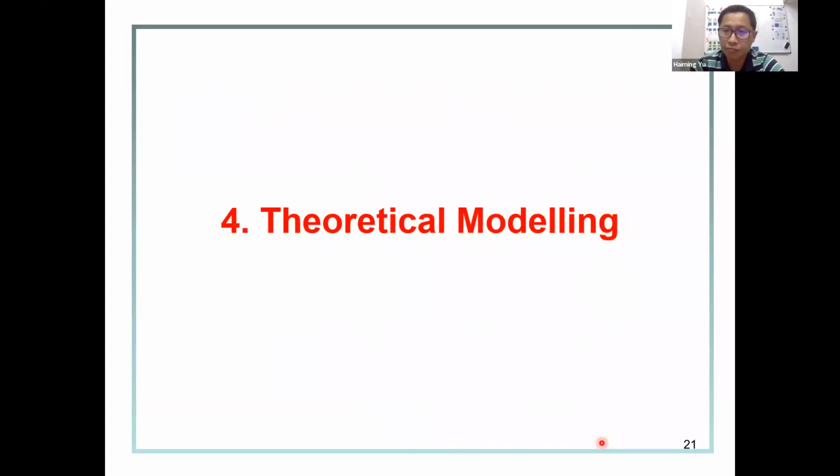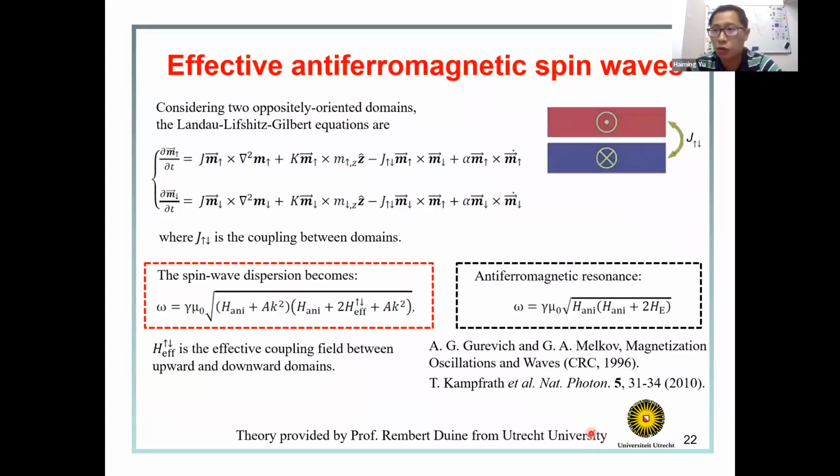But initially we had hand-waving explanations of our observation, and provided a quite empirical theoretical model. In this case, we consider two domain stripes. One is up, one is down, and these two domain stripes align antiparallel. If we consider these two domains, which are about 100 nanometers wide each, they have some coupling between them, so their dynamics will be related to each other. So we write two dynamic equations for M up and M down with an additional term J up down, which is the coupling between these two domain structures.